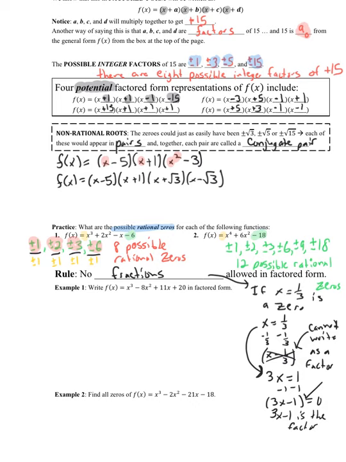Again, I just made up these numbers, but that's just an example. If x equals 1/3 is a 0, then 3x minus 1 would be how we write it in factored form with no fractions.